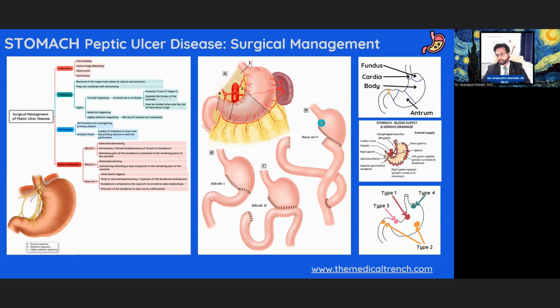So you remove the entire stomach, and you will have only a bud left here. So it's just a little bit of the gastroesophageal junction, and then this is directly connected to the remaining jejunum, and all of this is moved towards the side. That is the type 4 ulcer treatment, because you will have to remove everything here, and there's a reason for it.